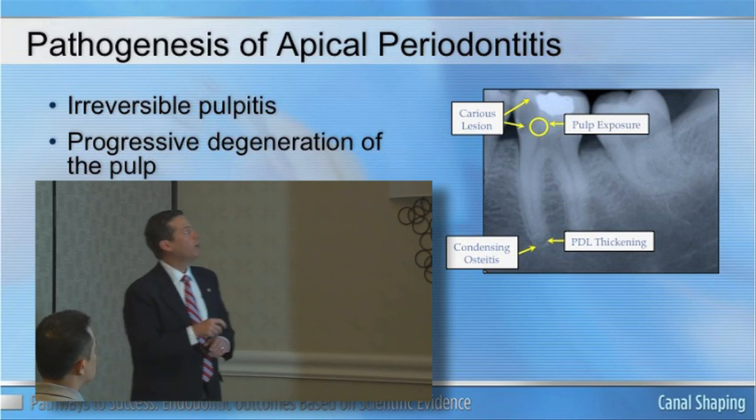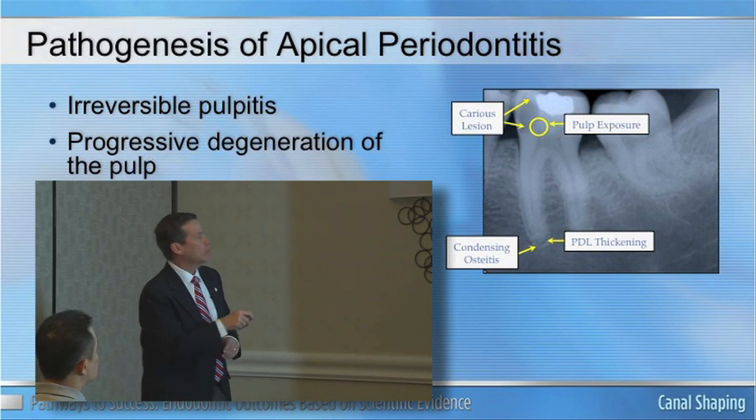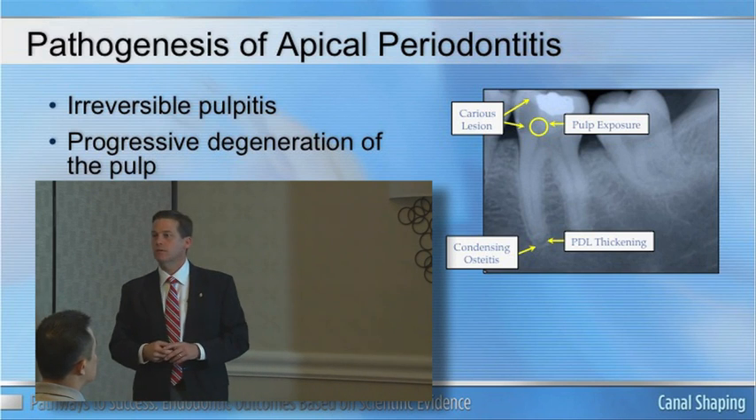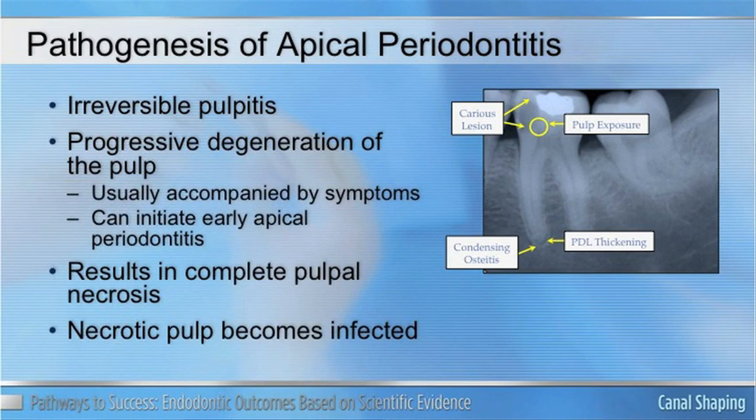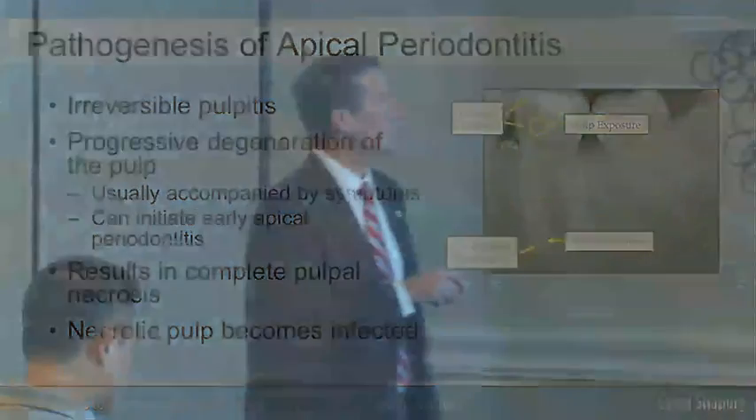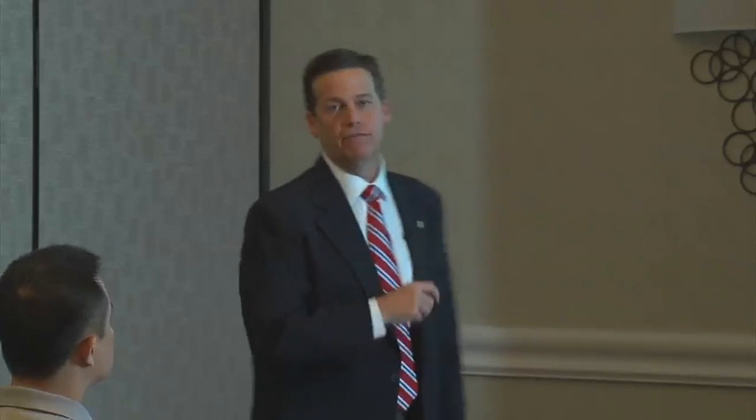So the irreversible pulpitis, progressive degeneration, results in complete pulpal necrosis. Now we have pulpal necrosis, and yes, when you have a necrotic pulp, it's more likely that you're going to have infection. Remember, necrotic pulp becomes infected. That's something that's just a fact, okay? It's more likely that this will become infected.